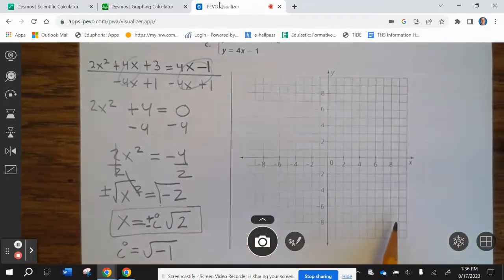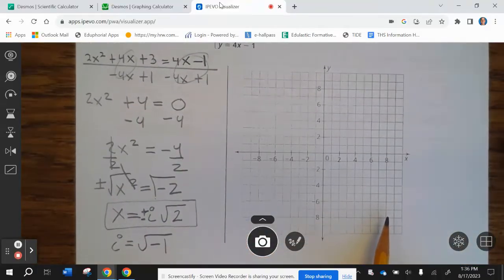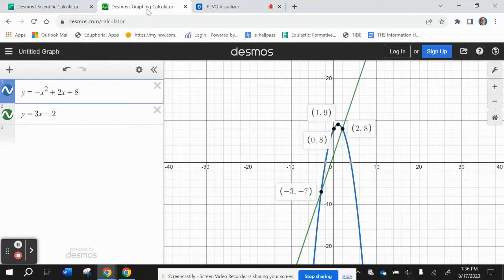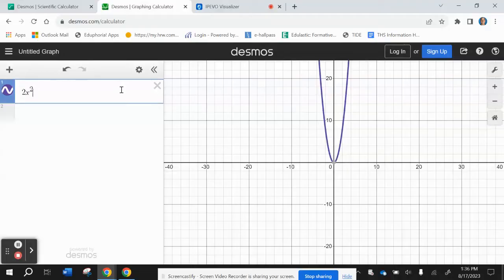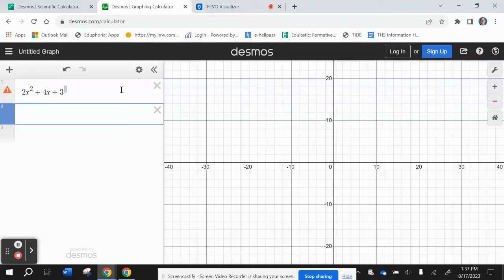So let's go ahead and graph it to try to understand better, okay? So let's go ahead and graph. So we have 2x squared plus 4x plus 3. Oop. I'll put the squared here. Always look out for how you're typing. Oop. Didn't like that, so I have to delete there.